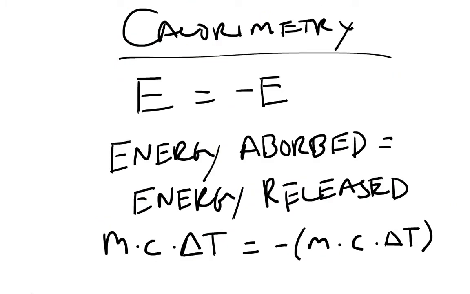Calorimetry, we're going to use the idea that the amount of energy in the universe is equal or constant. So if you have two systems in place, one system is going to absorb energy, the other system is going to release energy. And we use M times C times delta T for the one absorbing energy, and negative M times C times delta T for the one that's releasing energy.